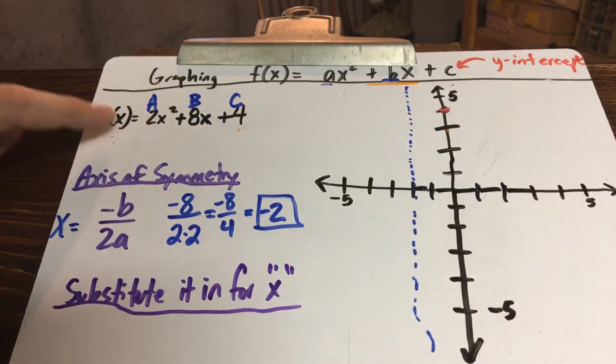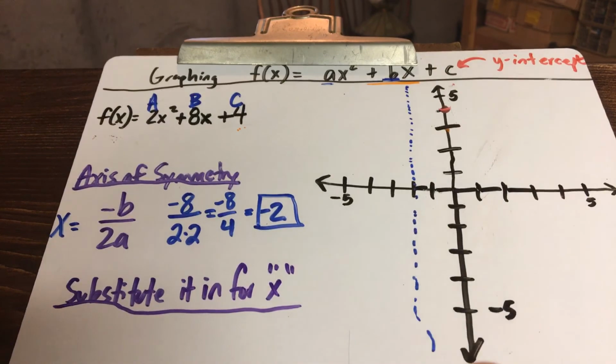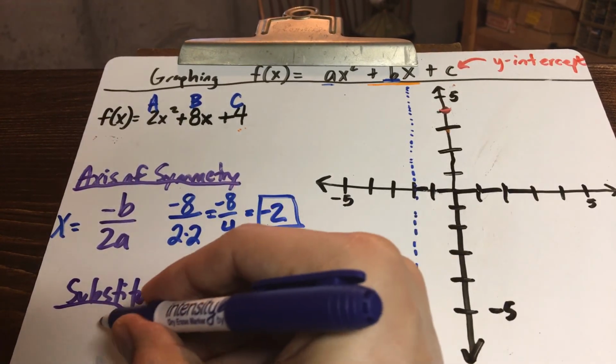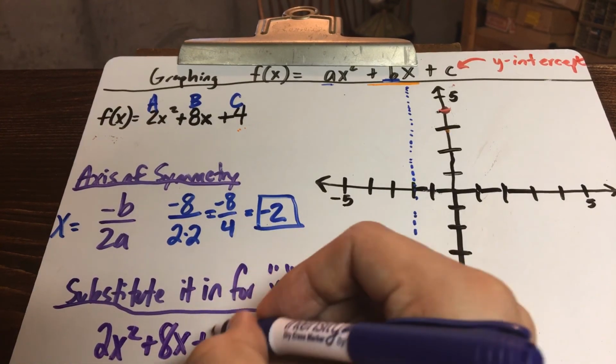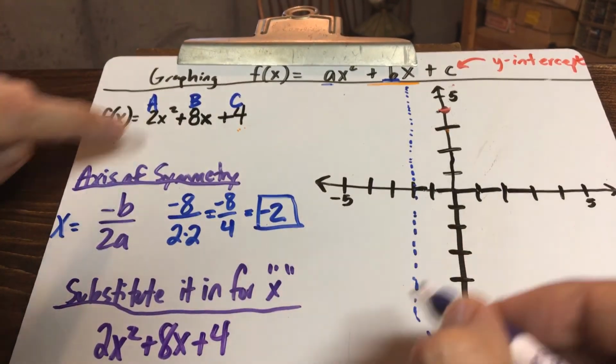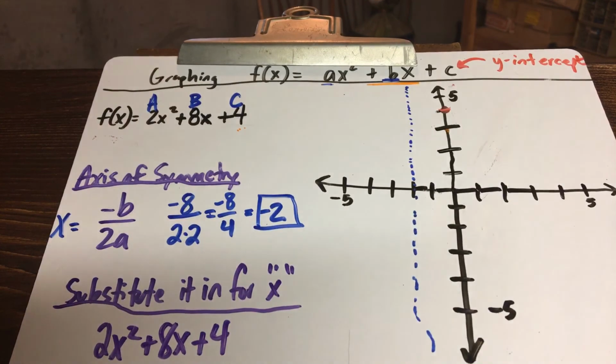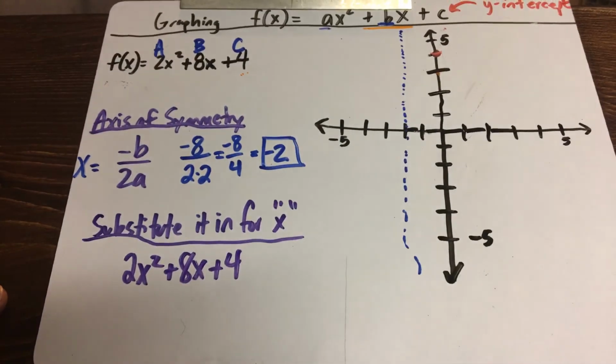So if I go back way up here to the original problem, it says 2x squared plus 8x plus 4, right? I'm not doing any math. I just copied that down, right? I just took this and copied it down here. Let me move my board a little bit.